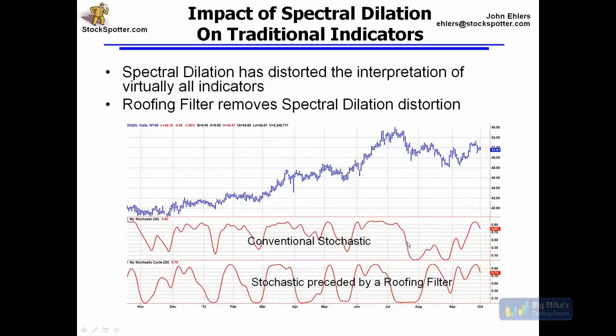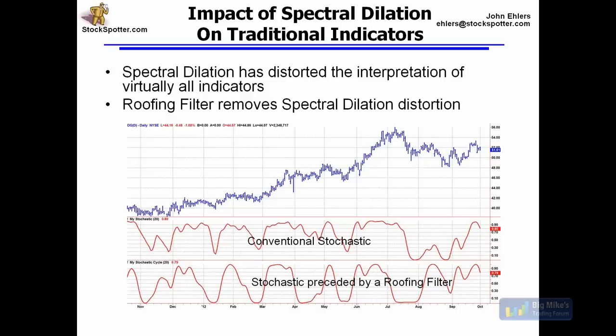What's happening is you've got spectral dilation leakage that throws a non-zero mean into the oscillator. And simply, it's stuck up against the top rail here because you've got an upgoing market. And if you're trying to buy the dips or something like that, you've got distortion built into your indicator that's difficult to interpret. By the way, my conventional stochastic, I just did that simple calculation, and then I smoothed it with a super smoother rather than a moving average. I never use moving averages as smoothers. I always use the super smoother. It's just as easy, and it gives you far better filtering.